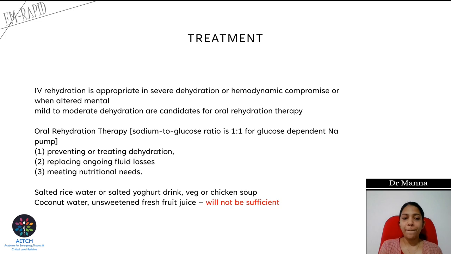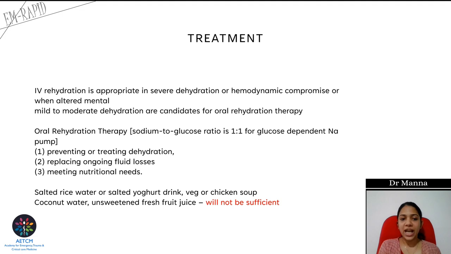So in oral rehydration therapy, we will be hydrating the patient along with supplementing sodium and glucose, so that the glucose dependent sodium pump in the intestine will be working. So there should be a 1:1 ratio for glucose and sodium. This can prevent and treat dehydration. It can replace the ongoing loss, and it can meet the nutrition required for the child also.